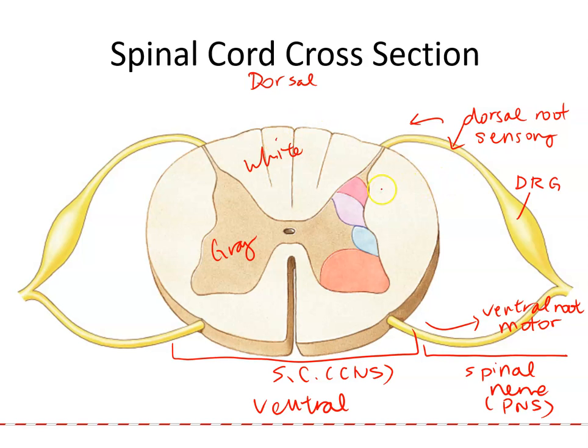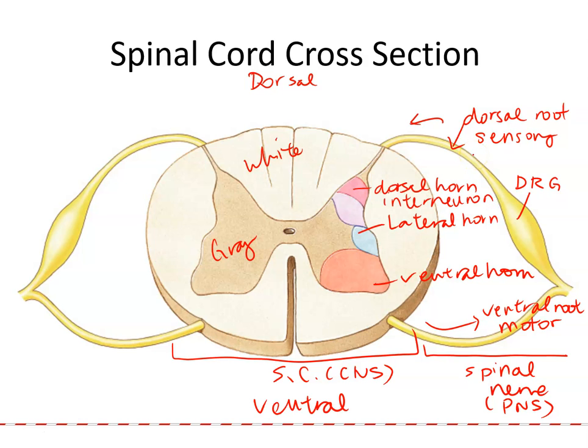And so let's focus on the horns of gray matter. We have a dorsal horn here, a lateral horn, and a ventral horn. When information comes in, it may stop at an interneuron. Interneurons are housed here at the dorsal horn. We know that interneurons are found only in the central nervous system. They make communications between incoming sensory and outgoing motor neurons.